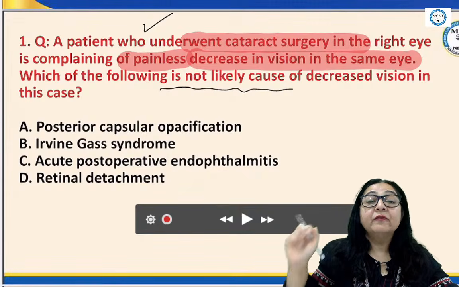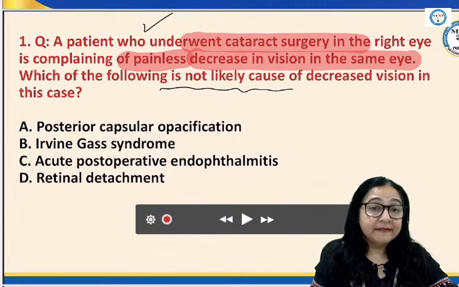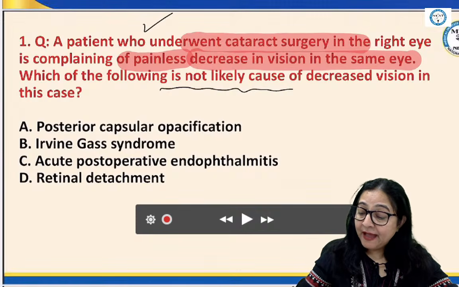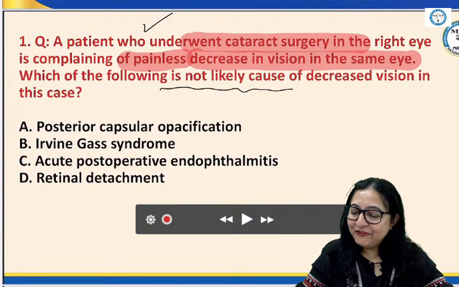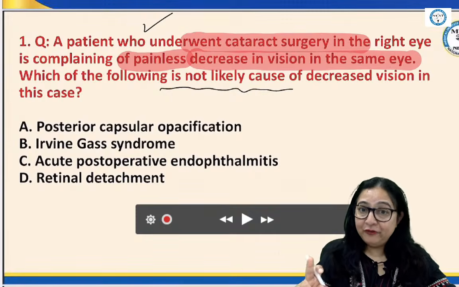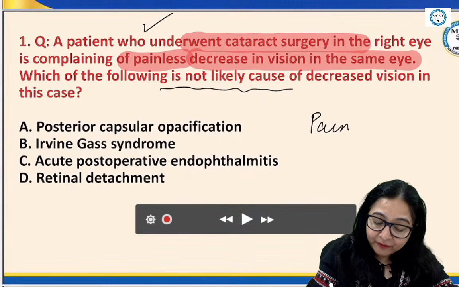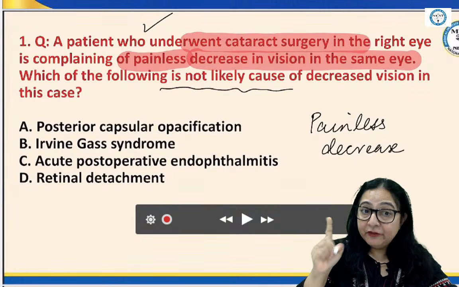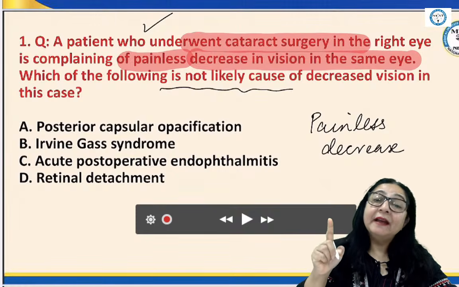The choices here are: the first one is posterior capsular opacification. The second one is Irvine-Gass syndrome. Then we have acute postoperative endophthalmitis and retinal detachment. As I can see here, there is a little bit of confusion in your mind. Let's clear this confusion. The key point is, as I'm telling you, painless decrease in the vision, beta. All of these are complications of cataract surgery. All of these can cause decrease in the vision, but in which scenario will there be pain associated?